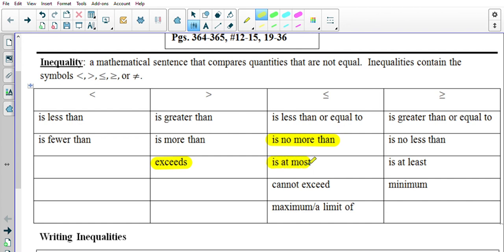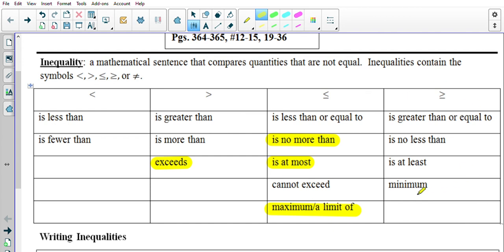Is at most, again, students mistake this one a lot because they see the word most. But if we say at most 10 students can be in each class, then we want less than or equal to 10 students in the class. We also often see maximum or a limit of. This is like if you have a budget of a certain amount, or let's say we say that Julianne has $15, then she can spend less than or equal to $15. We also use the phrase cannot exceed as well. So these all represent less than or equal to.